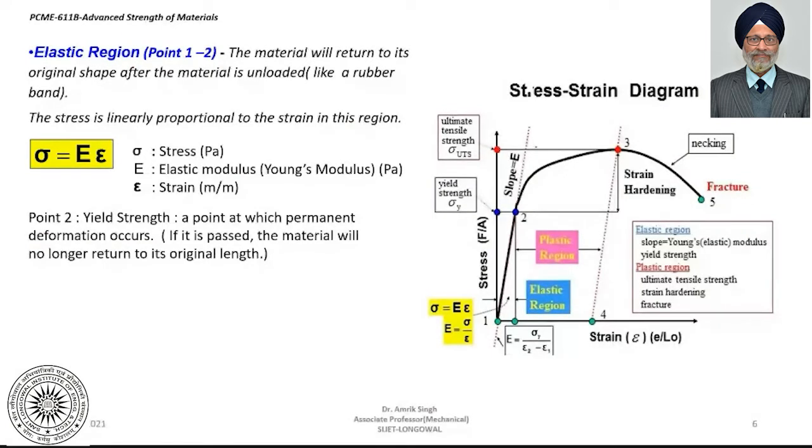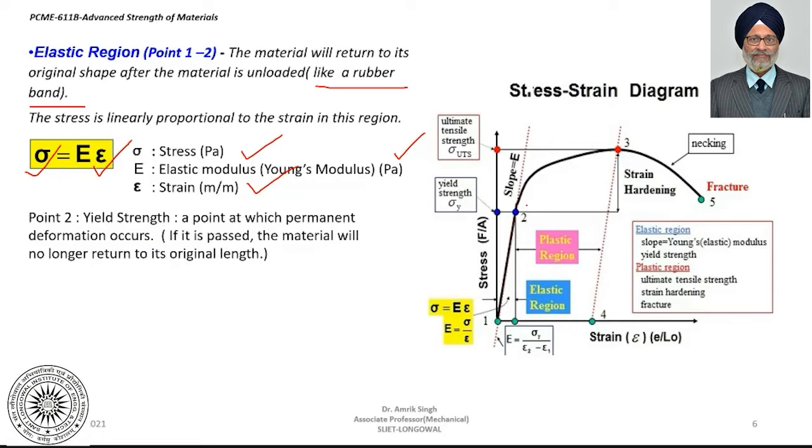What is the elastic region? It is 1 to 2. The material will return to its original shape after the material is unloaded, like a rubber band. The stress is linearly proportional to the strain. Sigma is the stress, which is measured in Pascal. E is the elastic modulus or Young's modulus, again expressed in Pascal. And the strain is a dimensionless quantity, meter upon meter or centimeter upon centimeter.